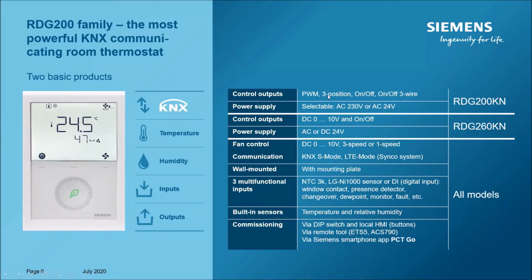The RDG200 has on-off and PWM outputs for the actuators, the valves especially, but RDG260 has DC 0 to 10 volt outputs for the actuators, so you can do more modulating. You can also see that the power selection is a little bit different. RDG200 can do 230 volt and 24 volt, while the RDG260 is AC or DC 24 volt.